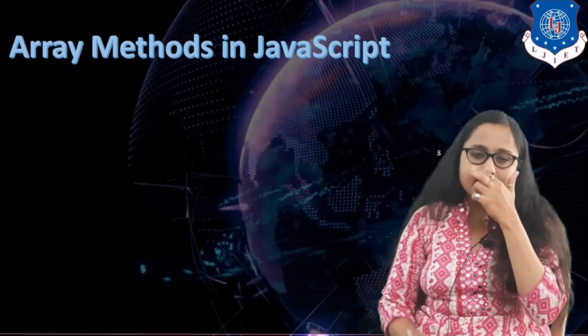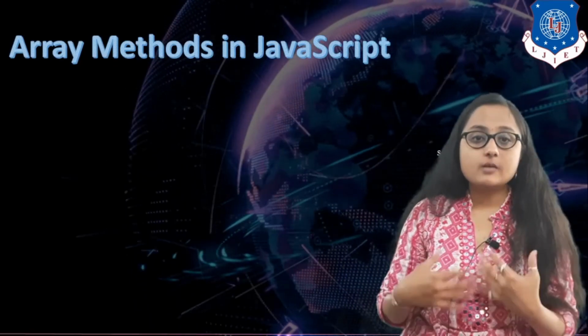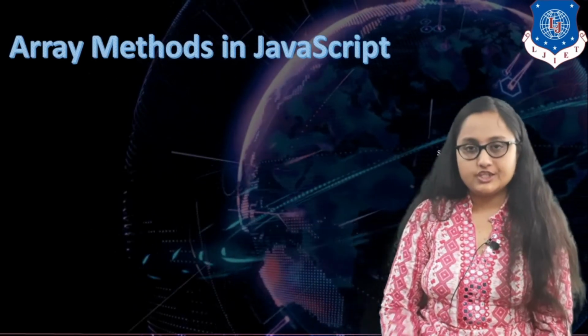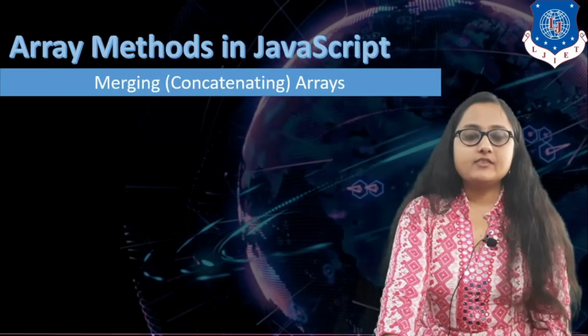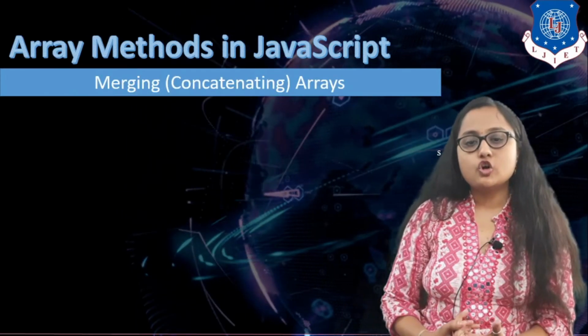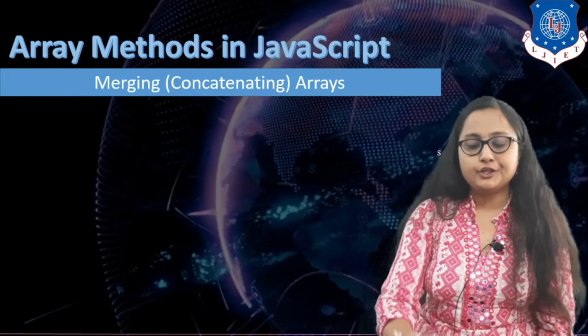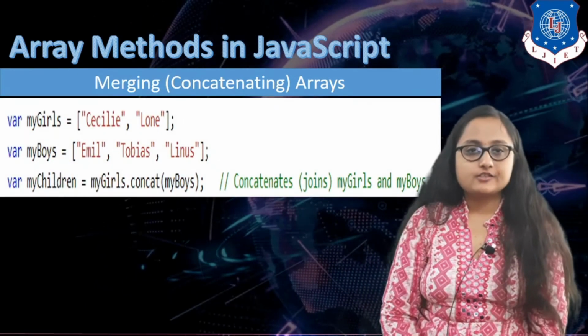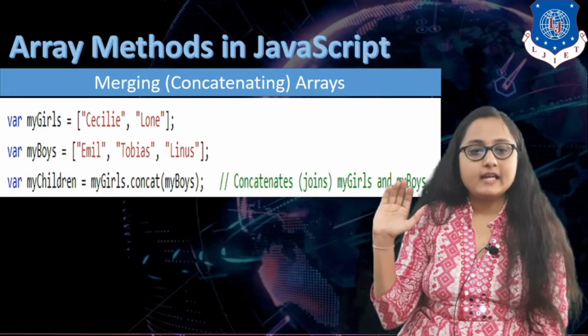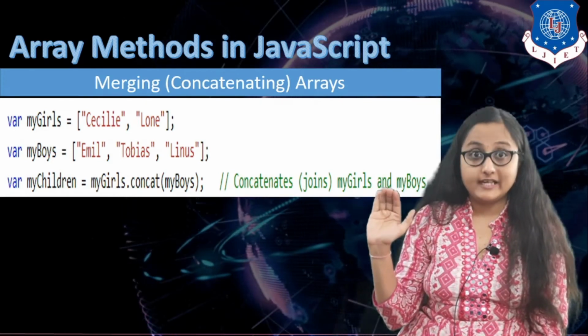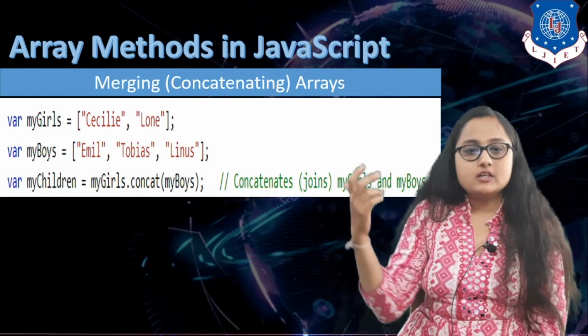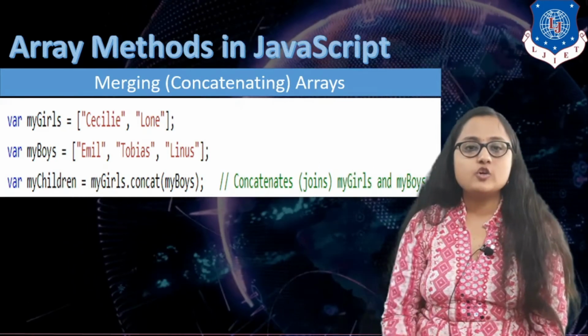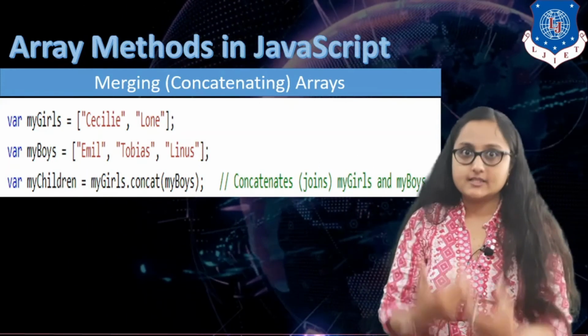But now let us continue with some of the array methods that are used in JavaScript. The first array method is if you want to merge or concatenate two or more arrays, you can use this syntax. So here you can see you have one array my girls and you have a second array my boys. In my girls you have 2 values and in my boys you have 3 values which are assigned.